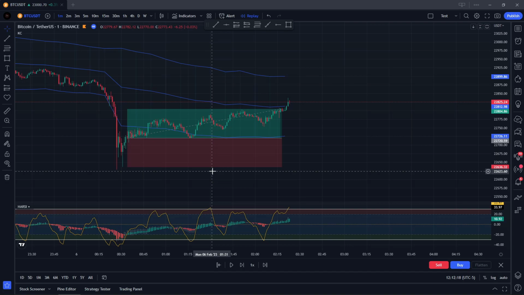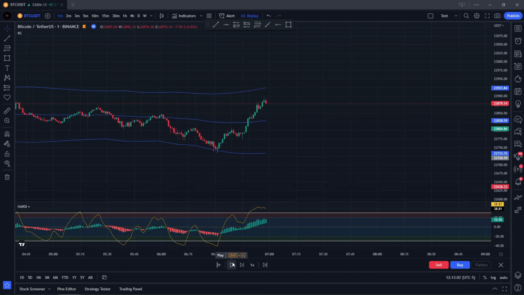So 1-to-1 ratio. If you want to be super safe, you can always pick the middle Keltner channel as kind of like your exit point as well. That works really well, especially if you can't tell if the market is in a bullish or bearish range. So, all right, now for a bearish position, right?